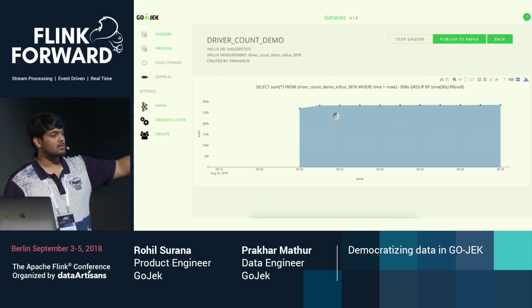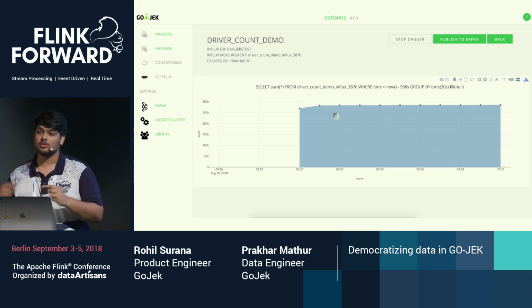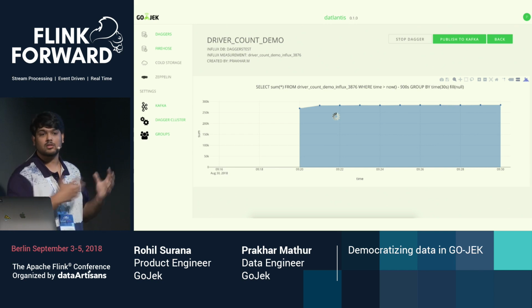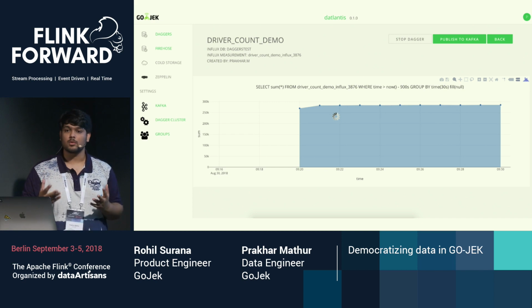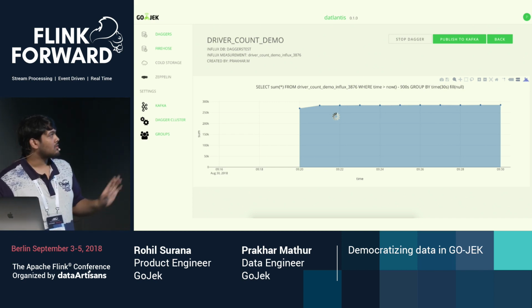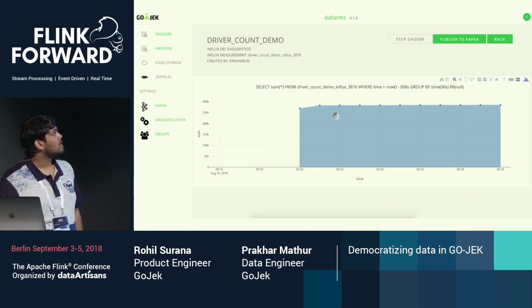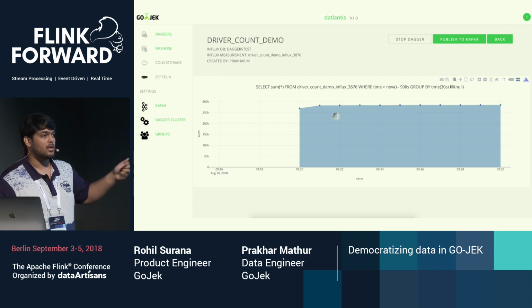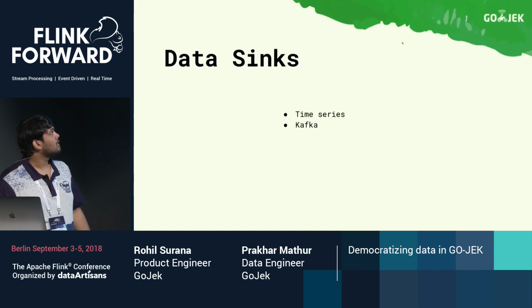And from the Influx, you can visualize the data. Okay, the result is coming, so the job is successful and the data is coming. This is just to give the user a sense that the job is successful. So this is just for visualization. Yeah. So this shows that the Dagger deployment was successful.